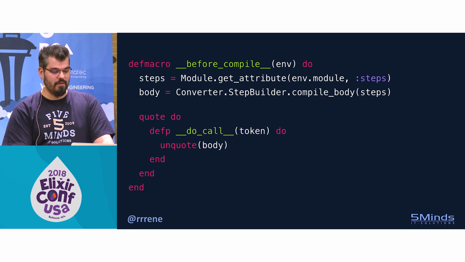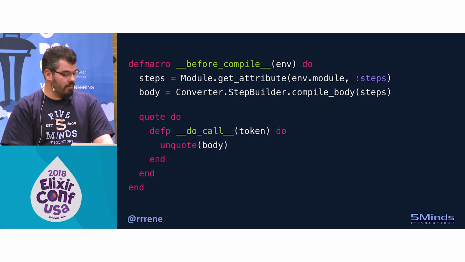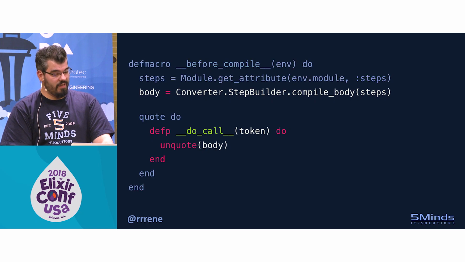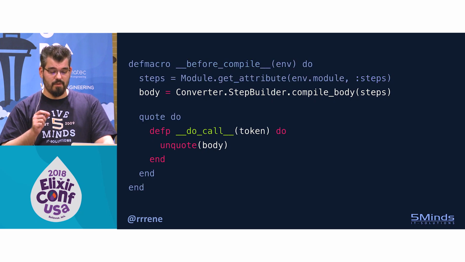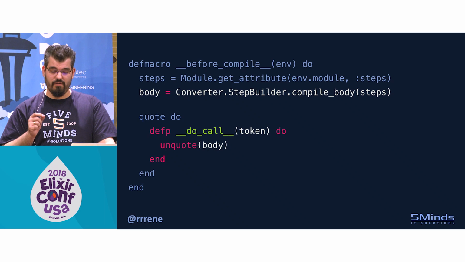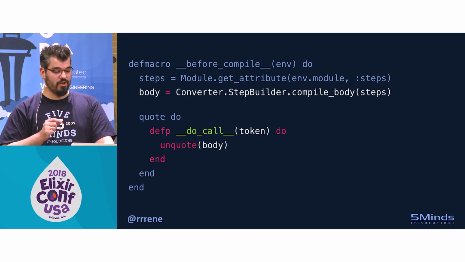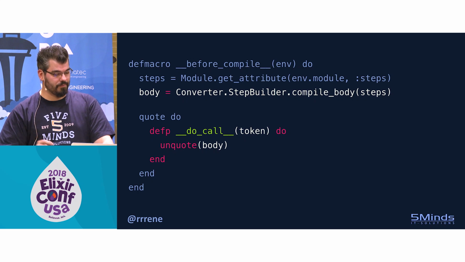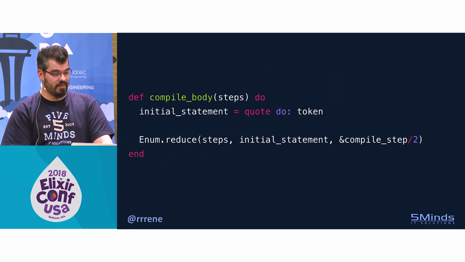And what happens here? We're reading the steps from the module attribute we wrote them to. And in the next statement, we're using the steps to compile the body of our function. And then we are inserting the resulting doCall function into the pipeline module. Let's look at this compile body function.